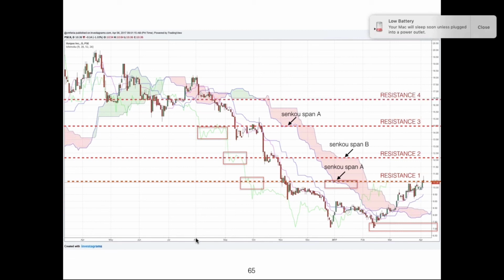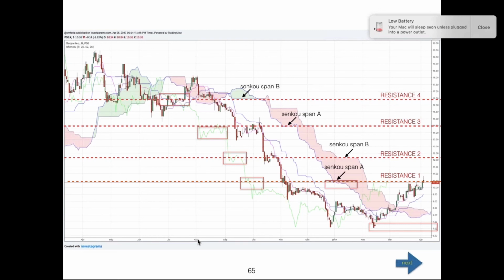This is resistance 4. There was a Chikou Span range in July 2016. The Senkou Span B is also located at that level. Now this next slide shows the same chart but including the Fibonacci levels.